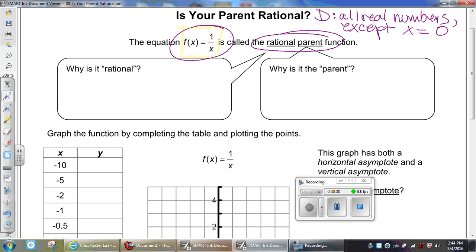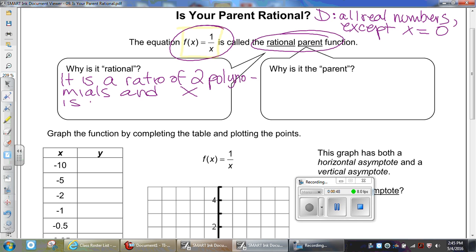Why is this function rational? The reason for that is because it is a ratio of two polynomials, and x is present in the denominator.